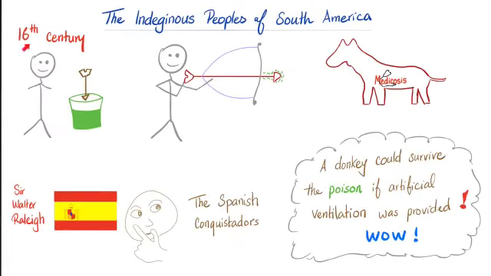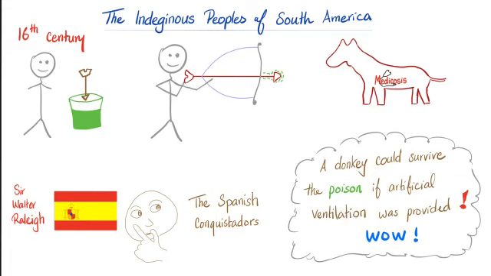And now let me take you to the 16th century, the indigenous peoples of South America. One of the Spanish conquistadores, Sir Walter Raleigh, noticed that the native people dip their arrow in some kind of liquid, and then this arrow will help them paralyze their prey. And then he said in a Spanish accent, "Wow, this is so cool." And then something else was discovered.